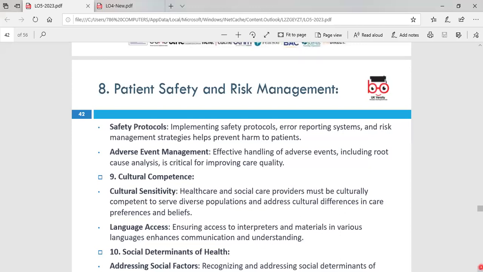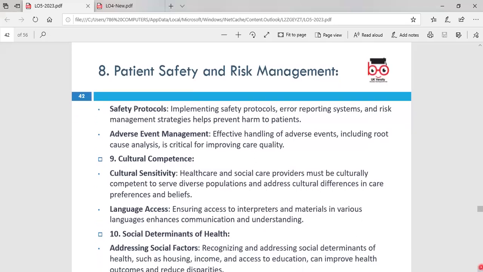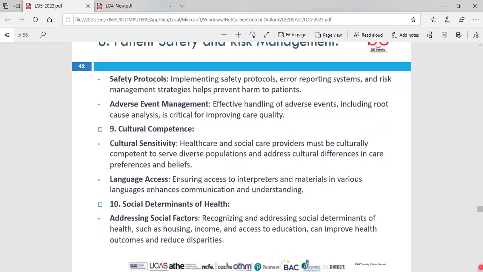This gives the patients more trust in you, and obviously you will be their first choice whenever they require treatment or support. Language access, again, always understand that there could be language barriers, and how would you address those language barriers? This will be obviously through the use of interpreters or through different ways of translating information.